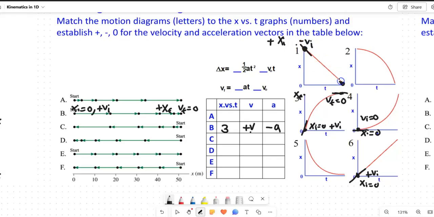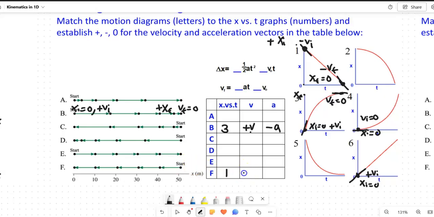And then later on, it's still got that same slope. Negative. The final slope is the same as the beginning slope. Its final position is 0. So we're looking for a constant velocity that is pointed to the left, starting out at positive 50. So this looks like right here. So it looks like number 1. So F is number 1.